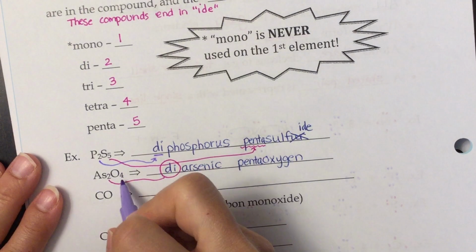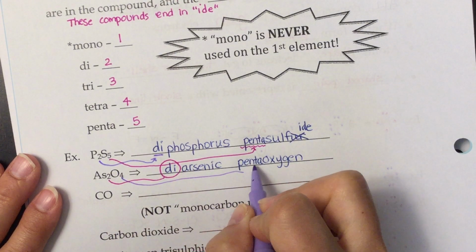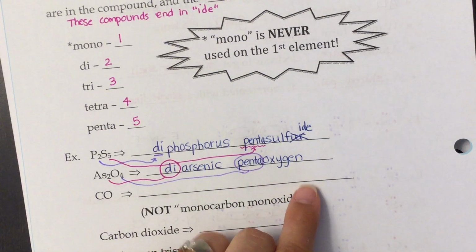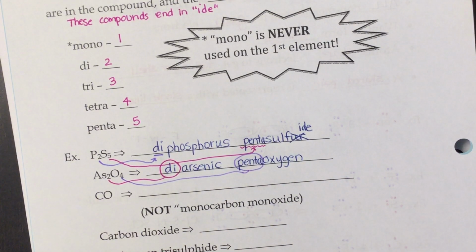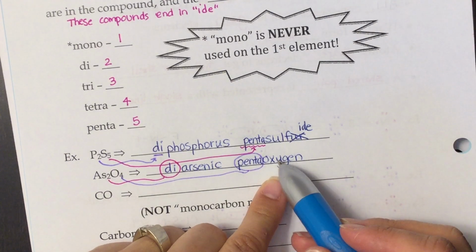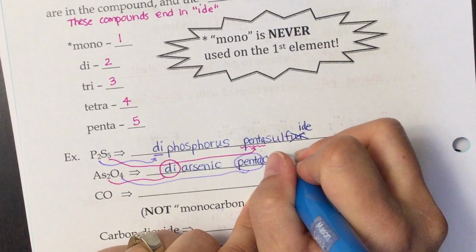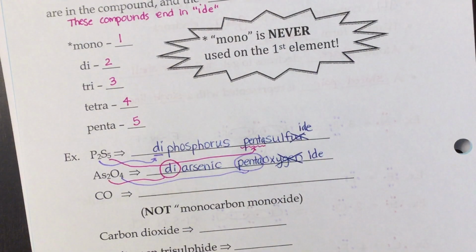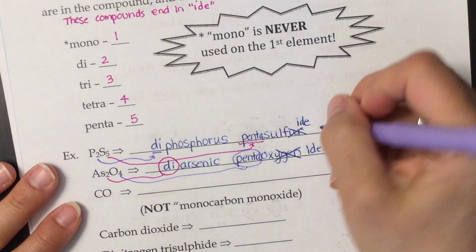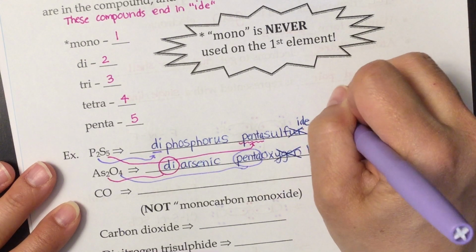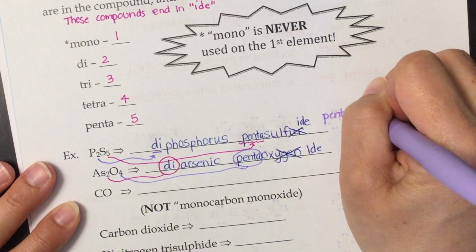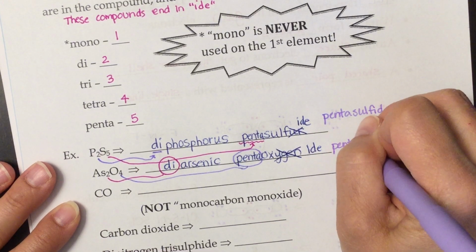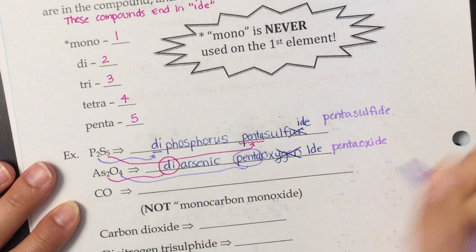4 is penta. Oxygen. Okay, but we need to get rid of the last few letters, and with oxygen you get rid of everything from Y on, okay? And we replace it with IDE, okay? So here we would have pentasulfide, and this would be pentaoxide, okay?